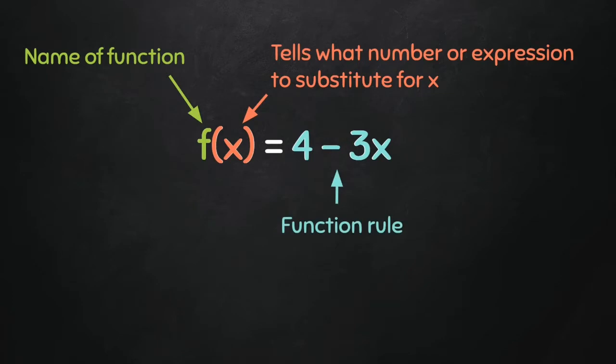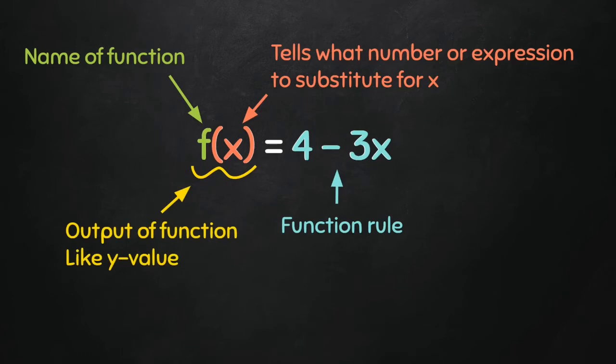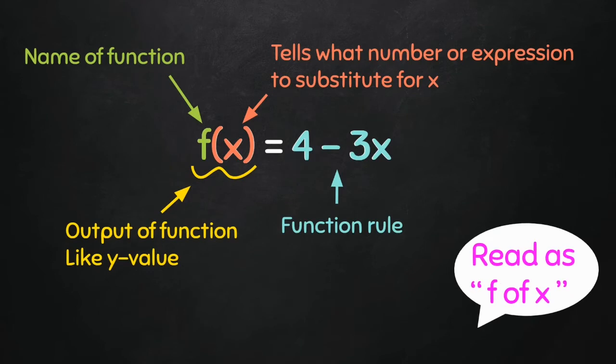The next part, which in this example is 4 minus 3x, is what's called your function rule. And what you see here with the f and the x together is what's called the output of your function. You can think of it like the y value. And the way that you read this is f of x is equal to 4 minus 3x.